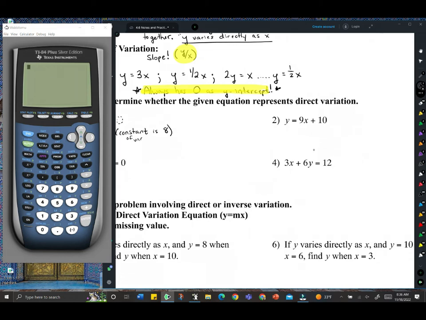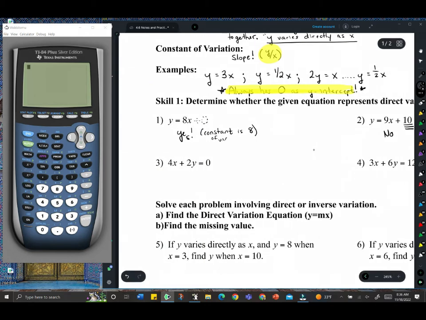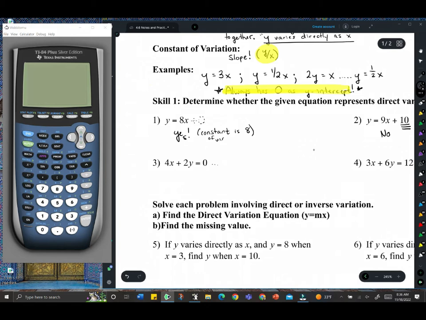Looking at number 2, y equals 9x plus 10. No, that is not direct variation. It's got a plus 10 there. As there's a y-intercept, it's no good.